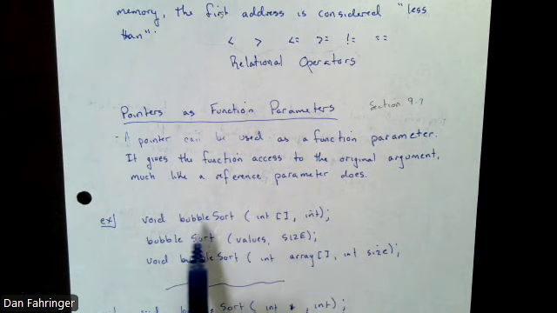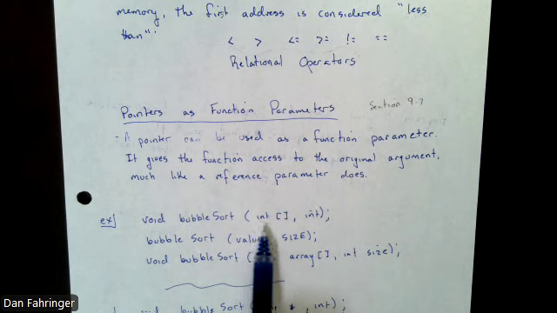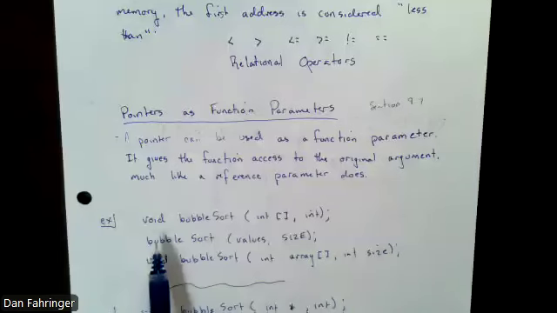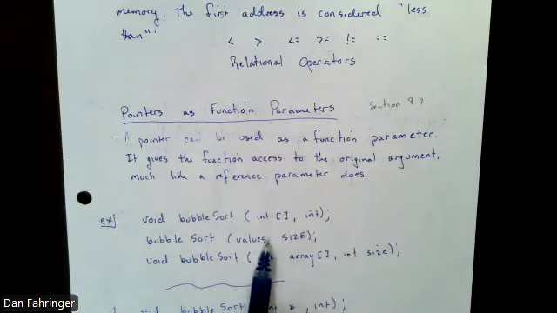So earlier we did void bubble sort. In my prototype, I'm going to pass an integer array and just some int. And then in my actual calling of it, I'm going to say bubble sort, and I pass the address to an integer array. It just happened to be the array name.